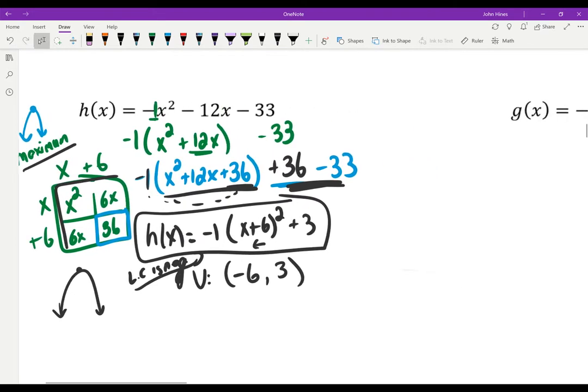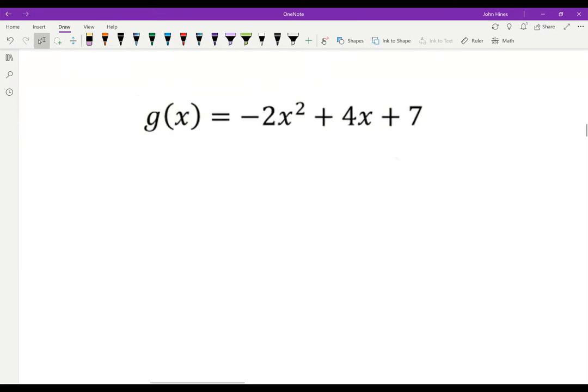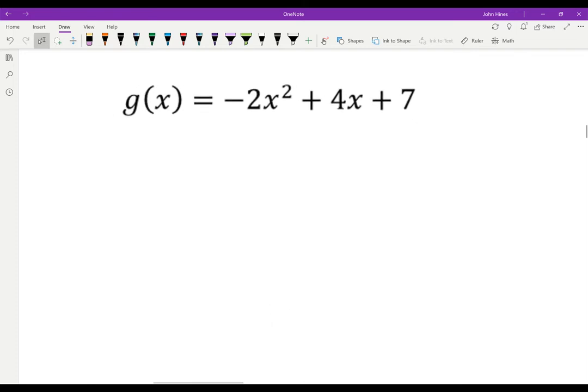Let's do one more just to make sure we've got this under our belt, and then I'll let you try some on your own, and can't wait to see what great work you send me.